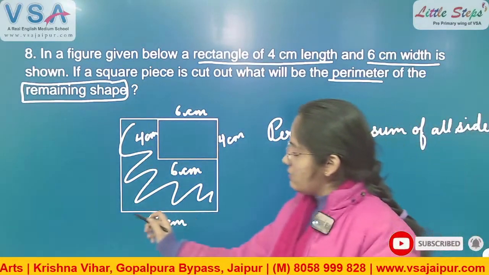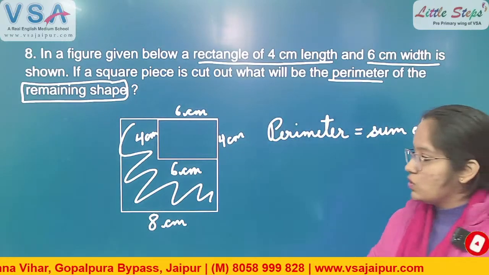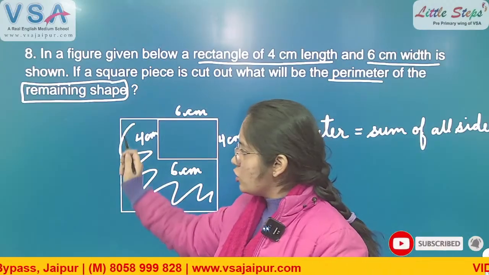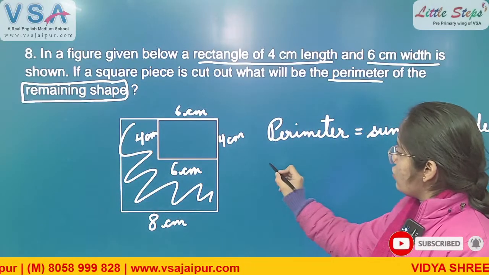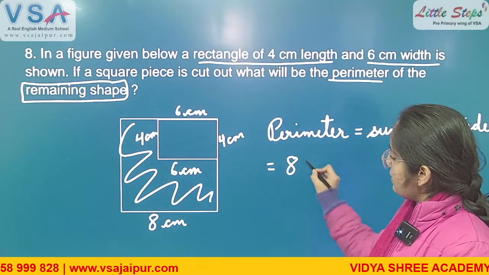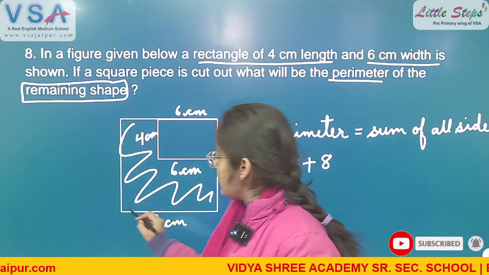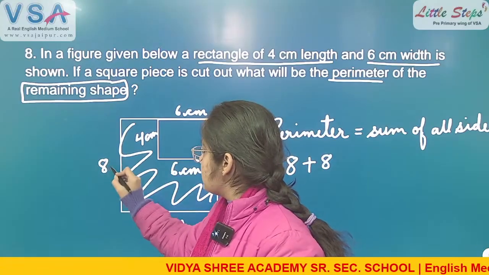So when we have said that this is a square, all the sides must be equal. This is 8 centimeter. This should also be 8 centimeter. So first this side is done. Then the other side, this side is also done. These two sides are done, right? This is 8, this is also 8.